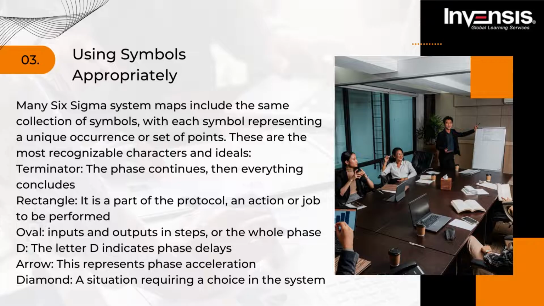Terminator, the phase continues, then everything concludes. Rectangle, it is a part of the protocol, an action or job to be performed. Oval, inputs and outputs in steps, or the whole phase. D, the letter D indicates phase delays. Arrow, this represents phase acceleration. Diamond, a situation requiring a choice within the system.